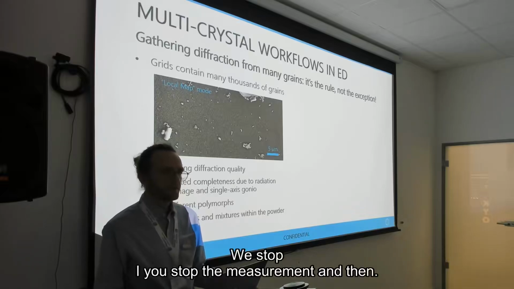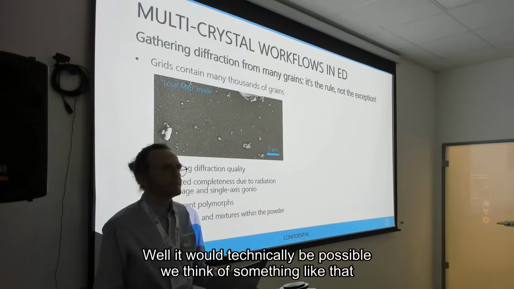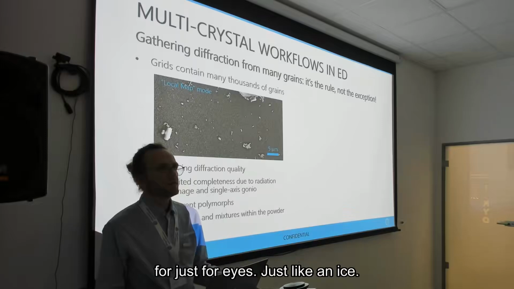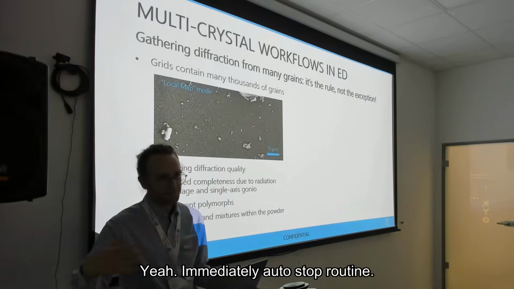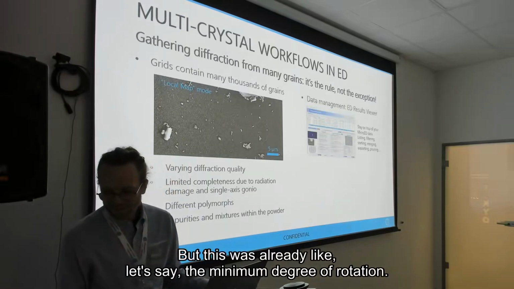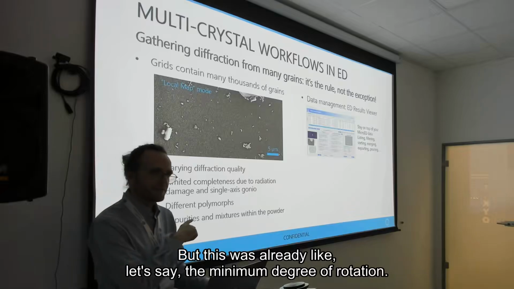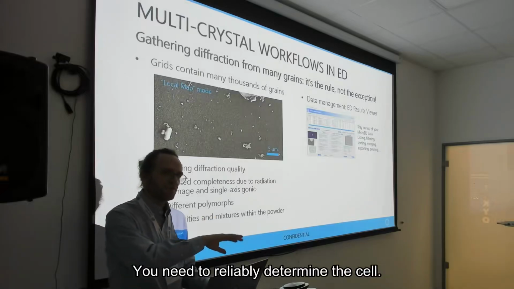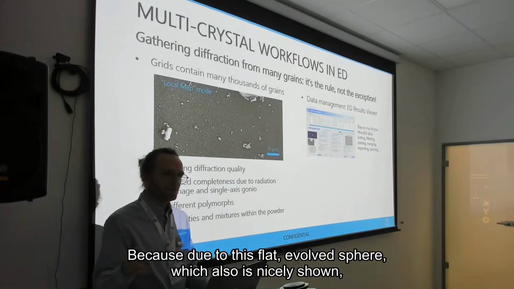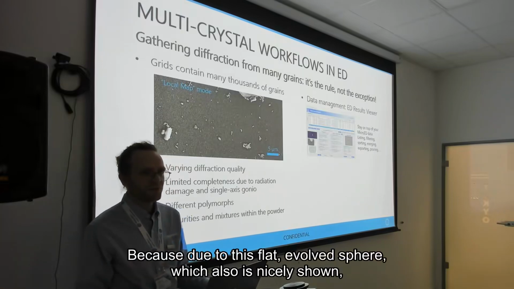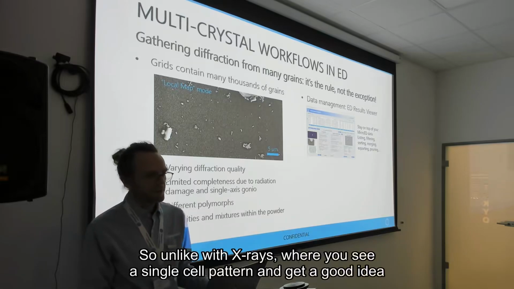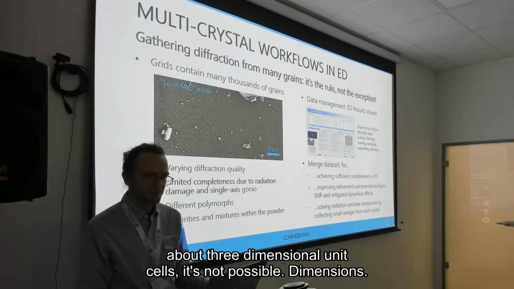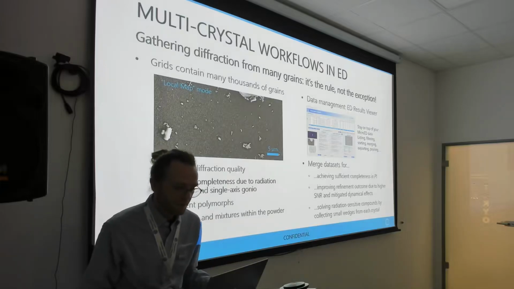You stop the measurement, and then, well, it would technically be possible. We thought of something like that for ice, like an immediate auto-stop routine. But this was already, let's say, the minimum degree of rotation you need to reliably determine the cell. Due to the flat Ewald sphere, which Horst has nicely shown, you only get 2D information out of a single pattern. So unlike with X-rays, where you see a single still pattern and get a good idea about three-dimensional unit cells, it's not possible with electrons.